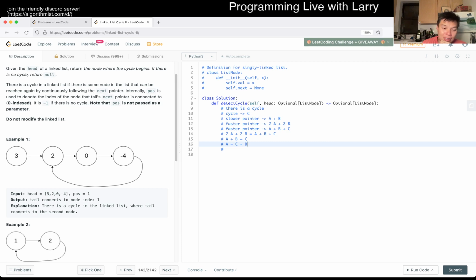I am not knowing this at all. So we want to find A, which is C goes to B, but I'm trying to think about how to do pointer arithmetic because we don't actually, in theory, know C or B. But if we move, is that a good way about it? Let's see, right?